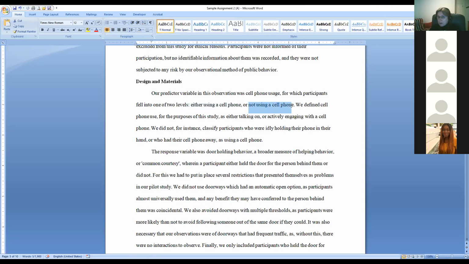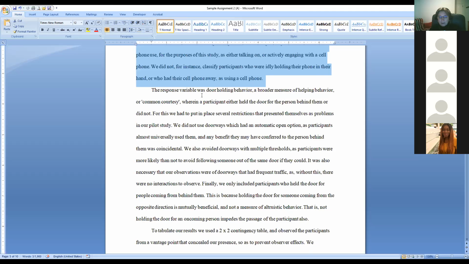Remember, our variables are categorical, which means we have names for levels, and it's both for the predictor variable and for the response variable. Here they're giving us an operational definition. What do they mean by cell phone use? You're either talking on the phone, or looking at the screen and maybe typing. Okay. Now, they did not take into account people who were just holding the phone in their hand because that wasn't being engaged with the phone.